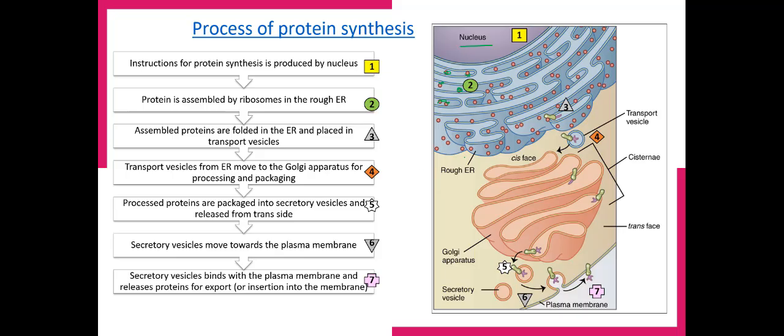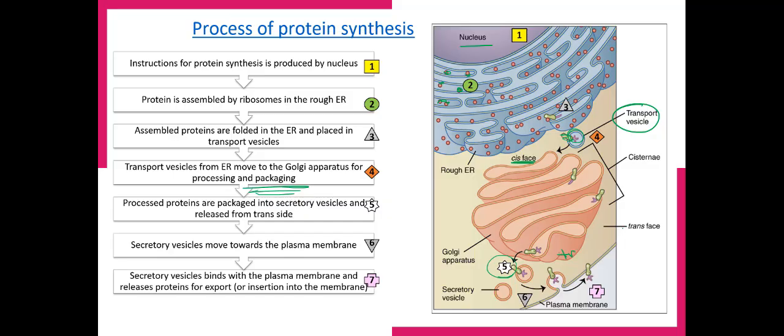The polypeptide is then folded into its different shapes in the rough ER and placed into these transporter vesicles, right? Because transporter vesicles are like bags that help to bulk transport material. These transport vesicles help to transport proteins, which are these funny shaped things, from the rough ER to the cis face of the Golgi apparatus. Then in the Golgi apparatus, it gets processed and packaged, right? And then released at the trans side.